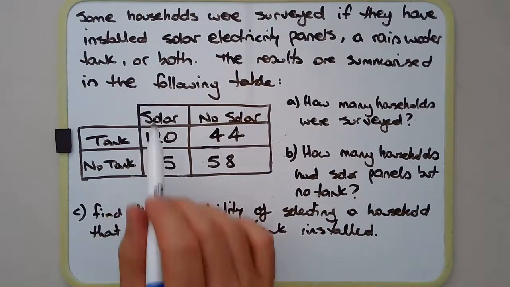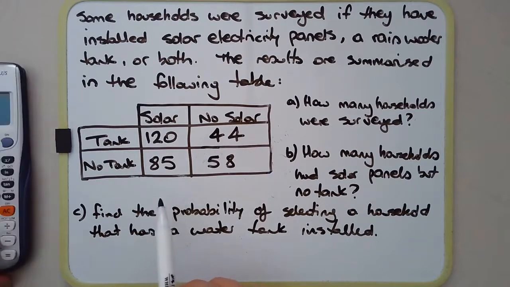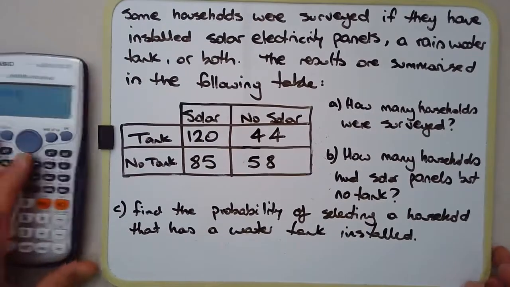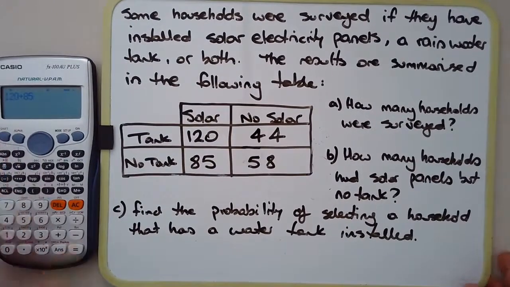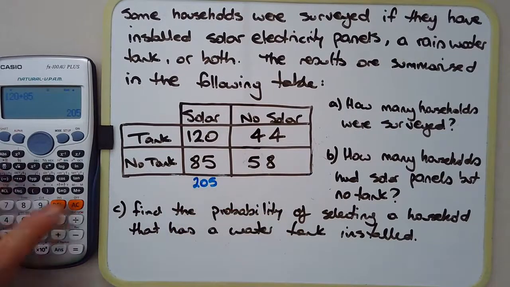So let's add up the columns first. How many households had solar panels? 120 plus 85. Might just move the board over just a touch. 120 plus 85, we get 205. So I'm just going to write them here under the table.